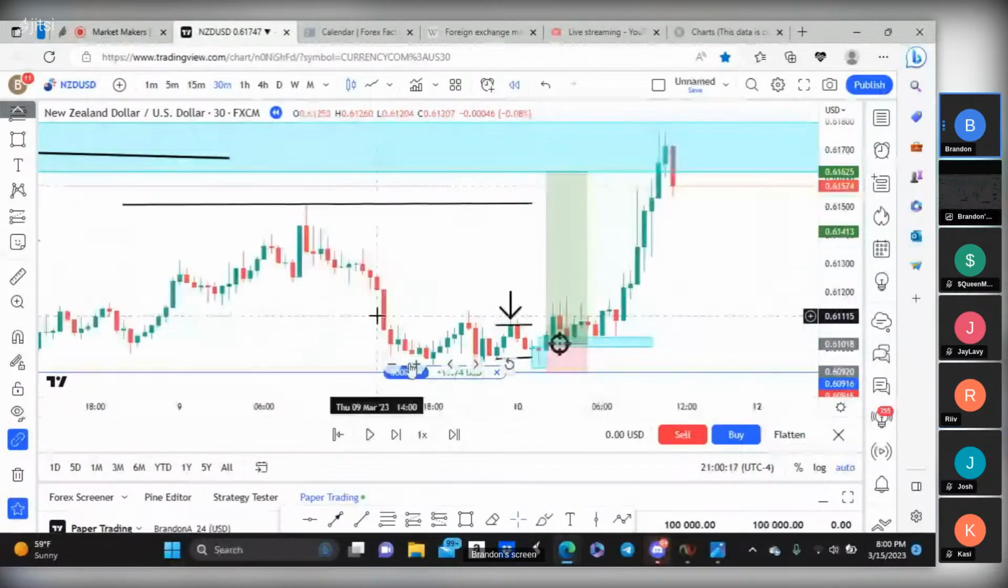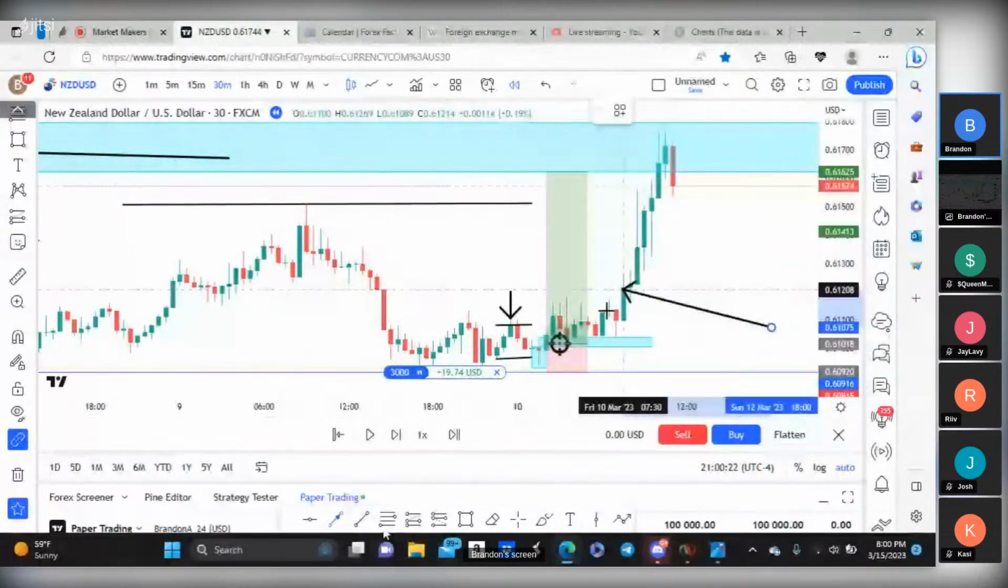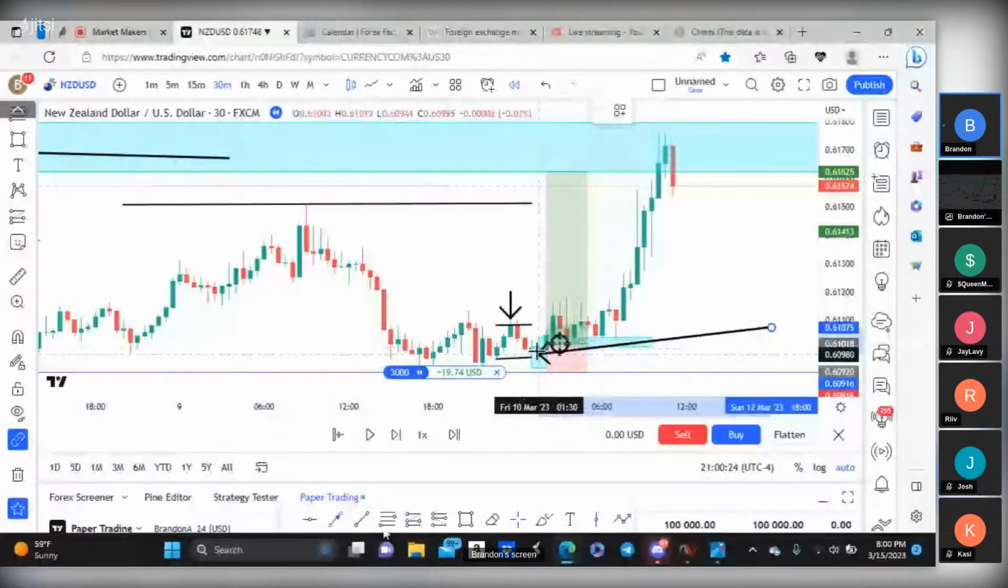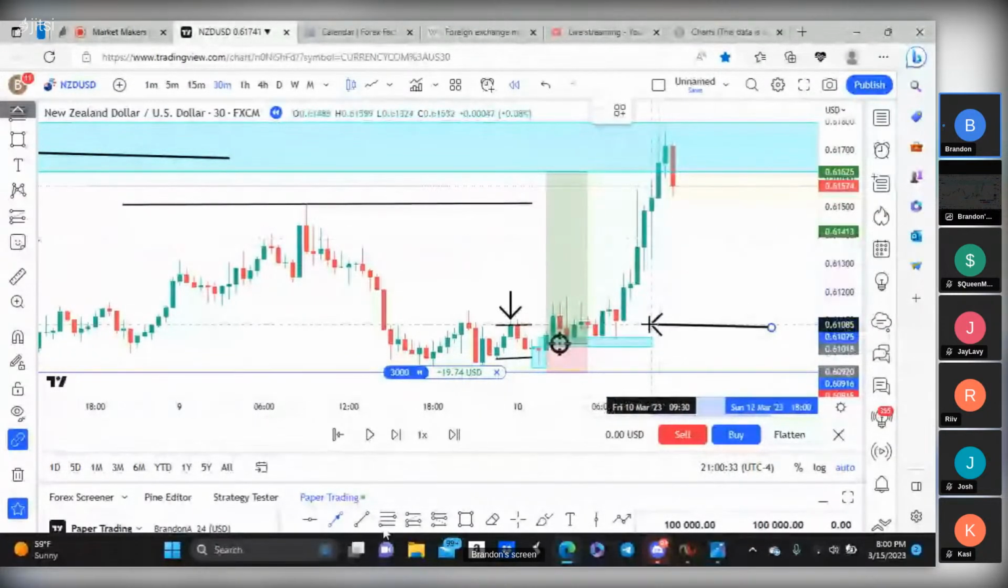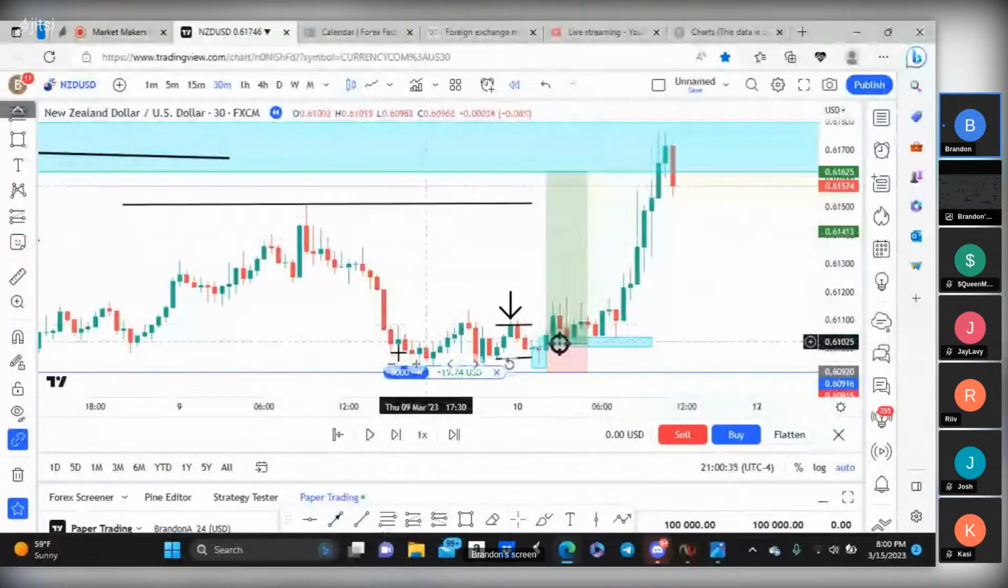If it don't look like this, I'm not even getting in. What I be looking for is that stop run, market structure shift, did it leave a gap on that little leg? When it comes back to it, I play. If it don't do all that, I'm not getting in the trade. Just depends on where I'm at on the chart.